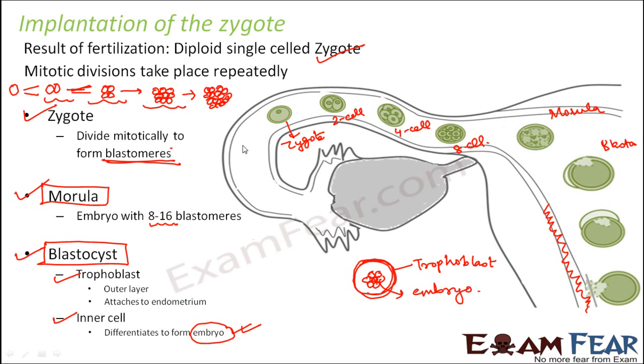The entire movement started from the ampulla region. So this region was ampulla, right? Ampulla region of the fallopian tube. Then it gradually reached towards the isthmus. So by the time the blastomeres were formed, it already reached the isthmus, and by the time it formed the blastocyst, it entered into the uterus, and finally it got implanted, or it got attached to the endometrium of the uterus.